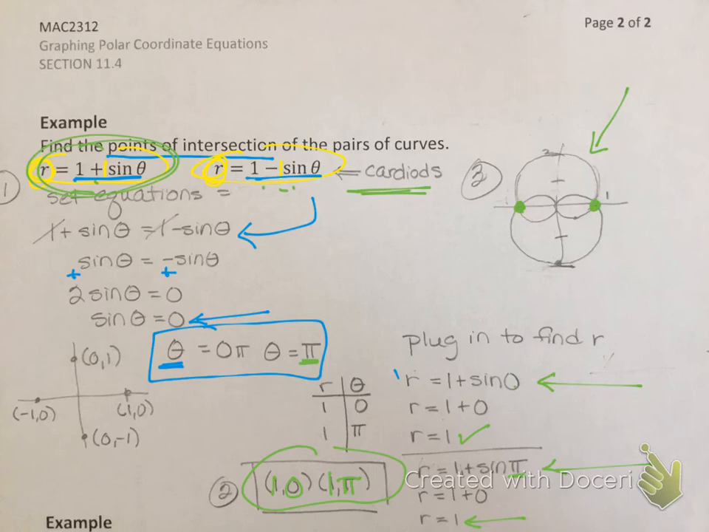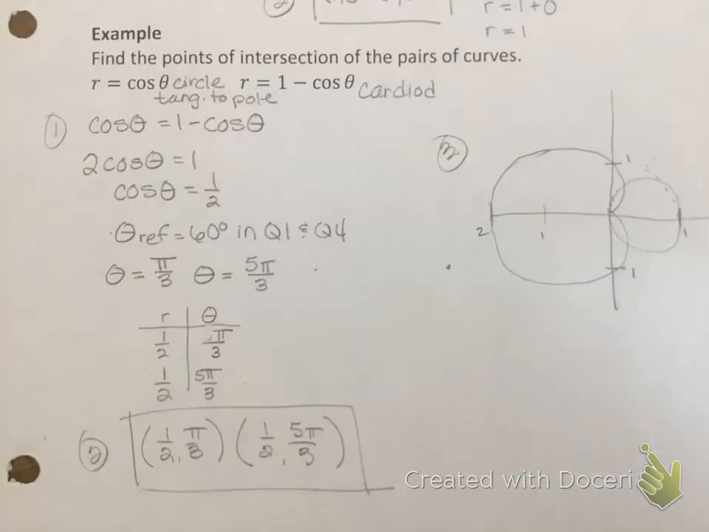Now, one other point to make to you guys. Yes, they're cardioids, so they both intersect right there, but that point at the pole is not going to be useful to us at all. Let's do one more of these.